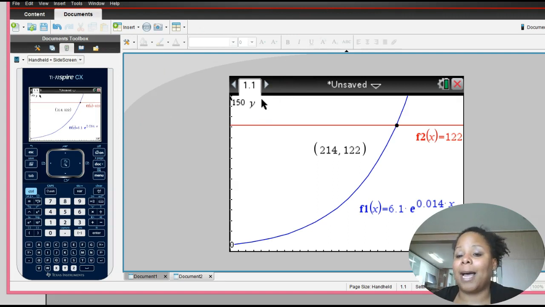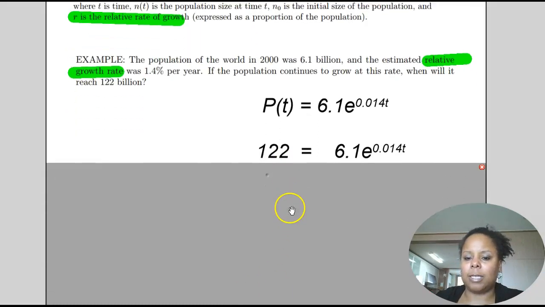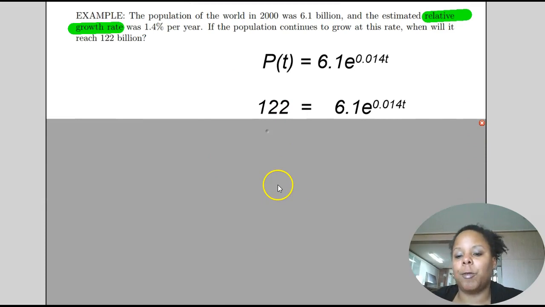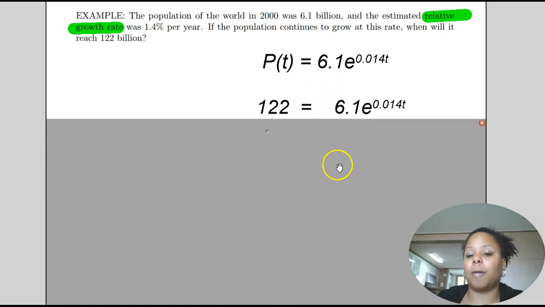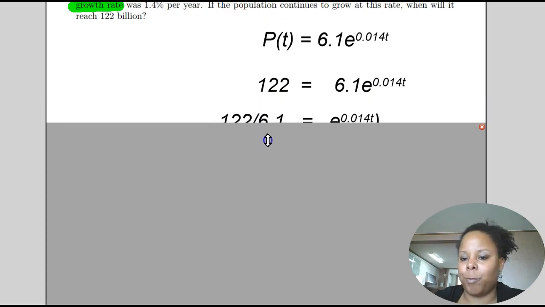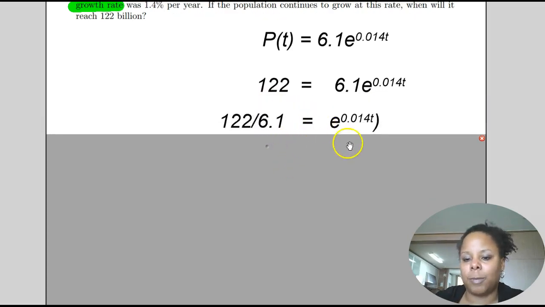Well, that's where we apply the logarithms. And so in this case, before we can apply the logarithm, we have to get the exponential part by itself on one side of the equation. So we have to get rid of the 6.1 from both sides. So we divide both sides by 6.1.